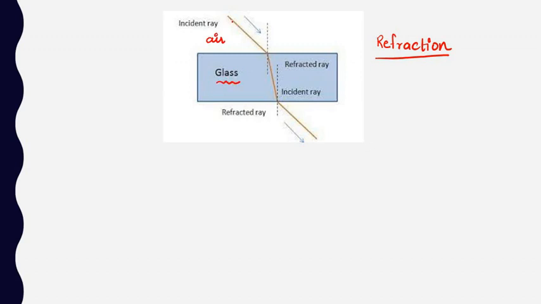Whenever a light ray passes from air to glass, the incident ray bends towards the normal. This right here is your normal. It bends towards the normal, and also remember its speed decreases. Now when it leaves the glass and goes back to the air, that ray is known as the refracted ray. It bends away from the normal. You may have learned these concepts in your physics.